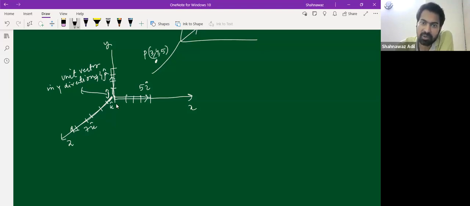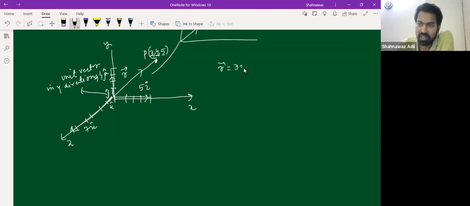So if I want to represent a vector which represents this position, what will be the position vector? I have moved 3 units in x direction, 4 units in y direction, and 5. So what would be my position vector?